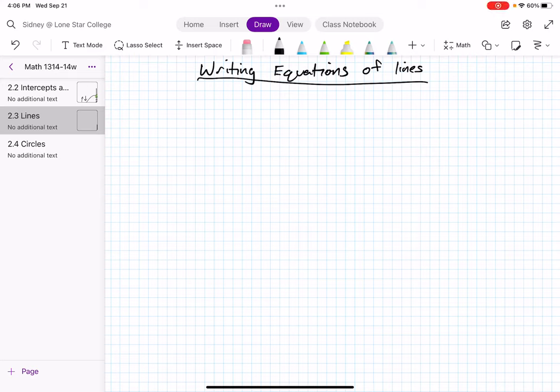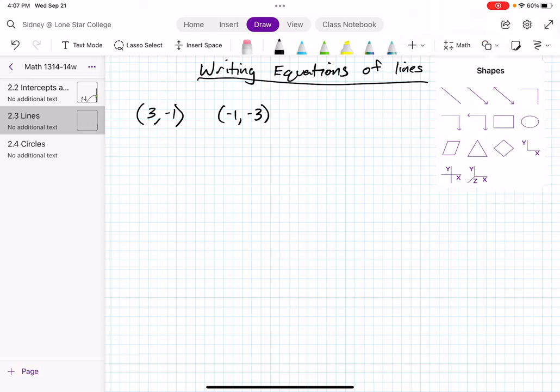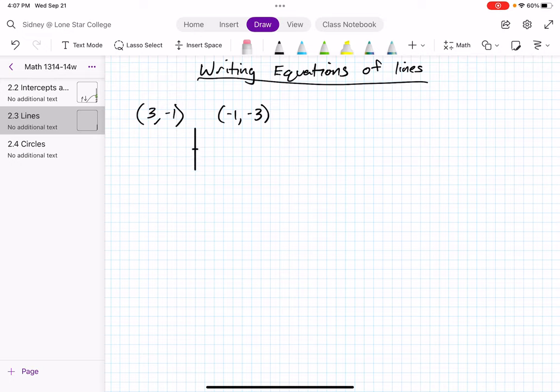A couple of examples of writing equations of lines with given information. So if you're given 2 points, say (3, -1) and (-1, -3). We're going to look at this 2 ways. 1, we're going to look at these on a graph, and 2, we're going to do it solely without the graph, in the context of just the formulas that you typically see.